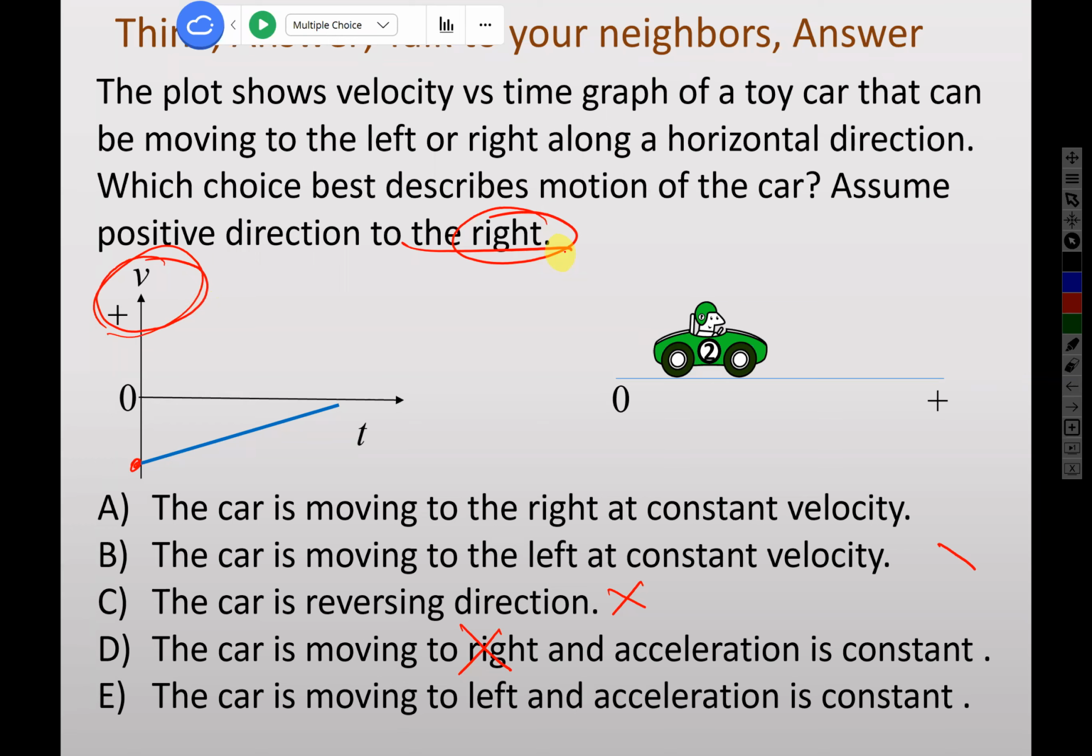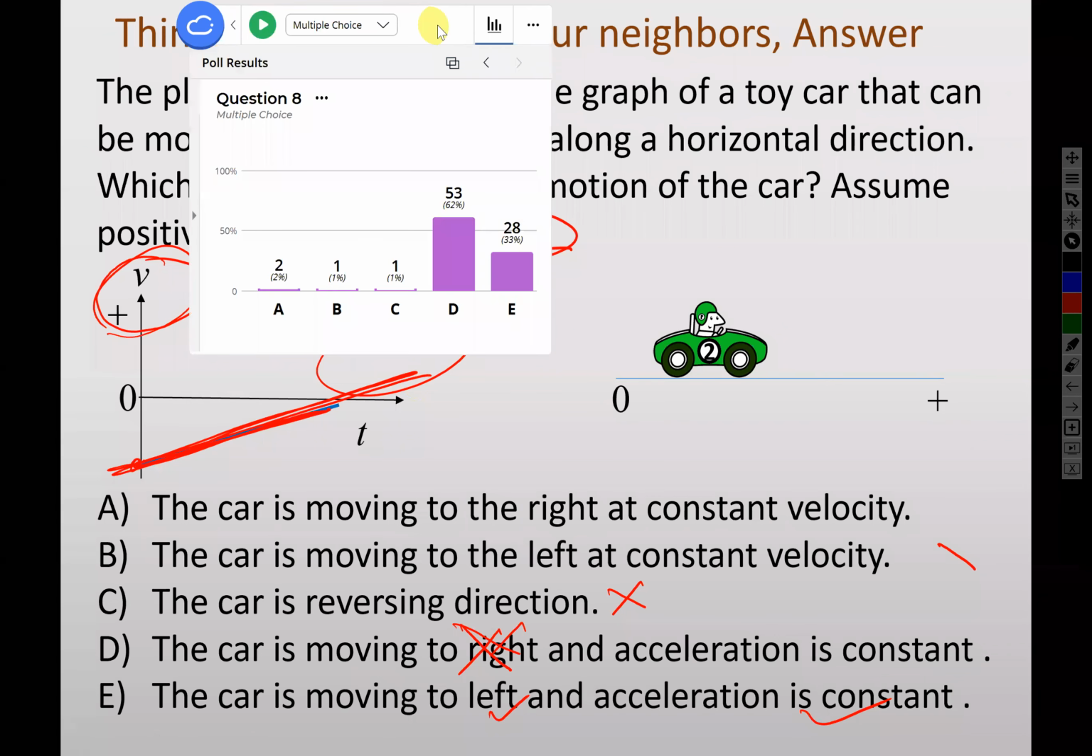But since the velocity is all over negative, never was positive, you cannot say it's moving to the right. It's moving to the left. Why? Because velocity is negative. And acceleration is constant because slope is constant. And positive slope, let me add on that. So looks like the last option is correct here.